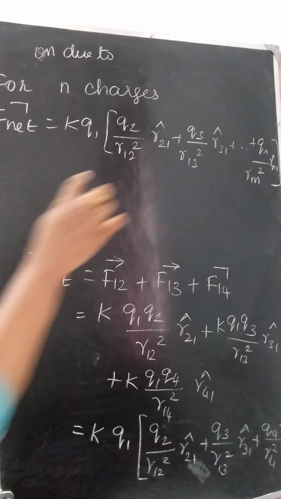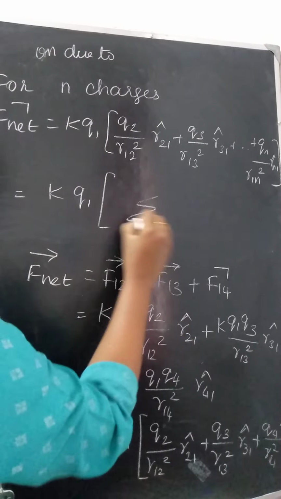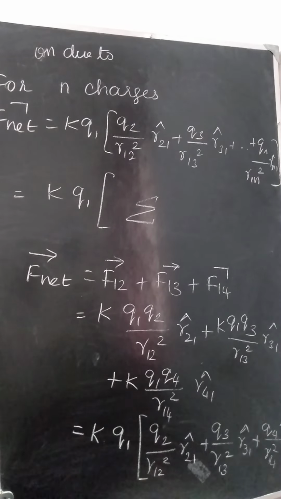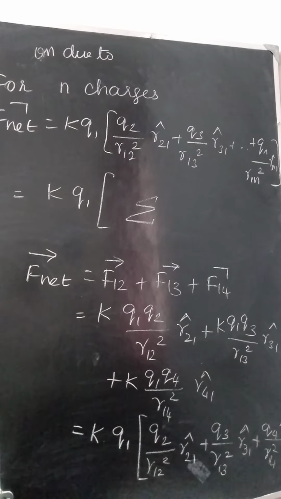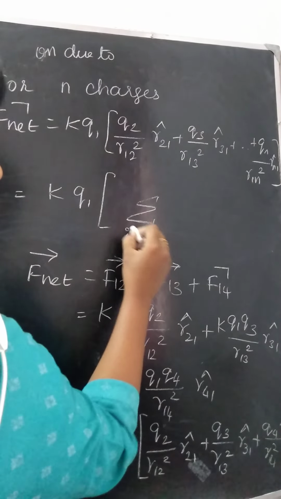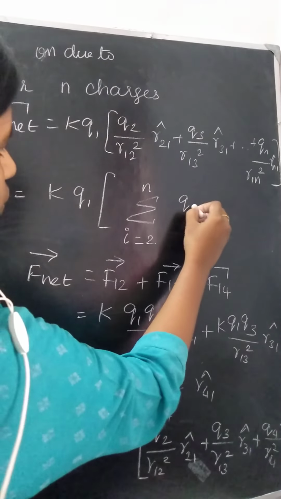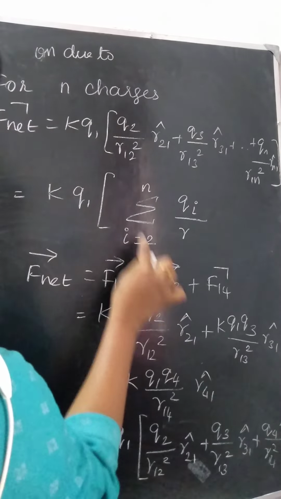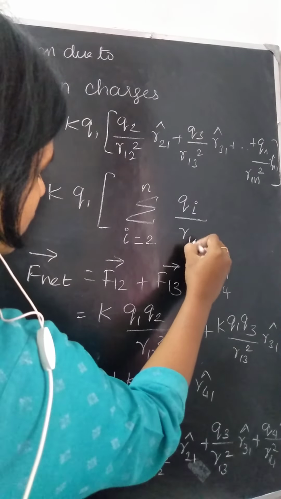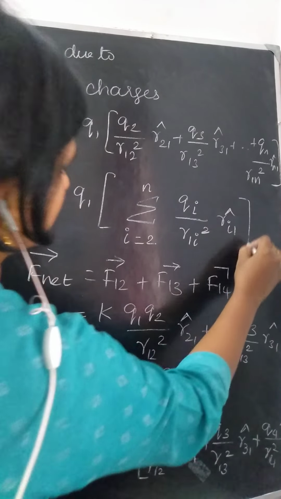So can we write this equation in terms of summation? How to rewrite this equation? K into Q1. What is this symbol? No, this is epsilon. Summation. Yes, what we use is the summation part, right? Summation where I varies from 2 to n, Q I divided by R1I square into RI1 cap. Just note down. I am replacing the value with I, okay? Shall I rewrite like that?